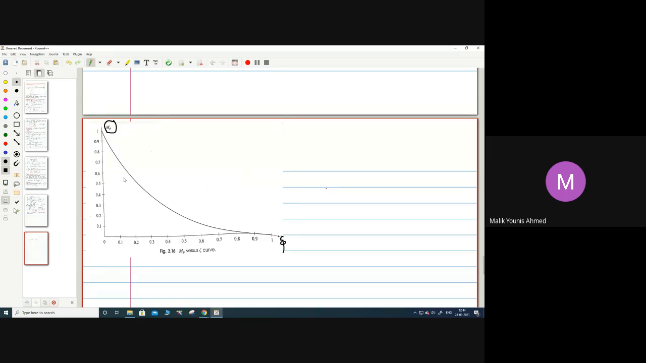So as the xi value is increasing, your maximum overshoot is decreasing. That means you are increasing the damping. Once the damping is lesser, the overshoot will be high. I hope this is clear. I have also given a practical example. Is it clear or not, roll number 9? Yes, sir.